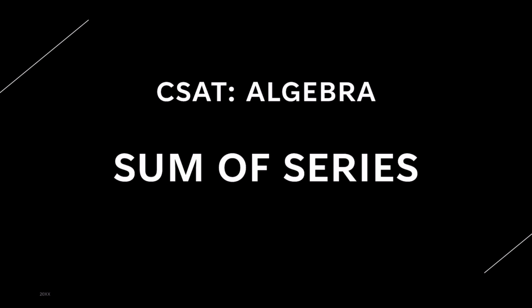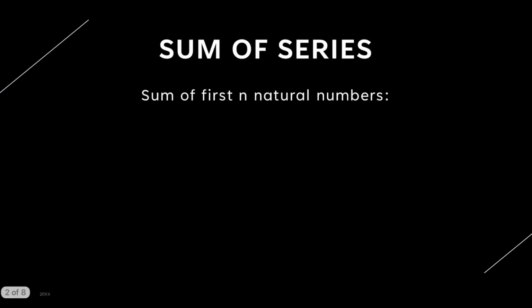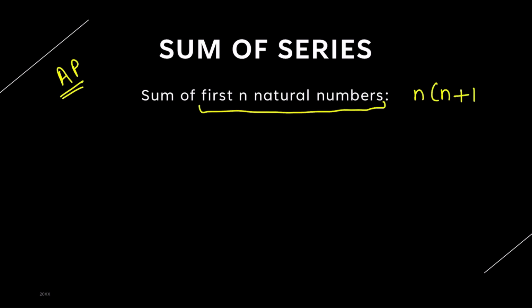So, what exactly is sum of the series? See, if you have seen the arithmetic progression video, do you remember that we have found a formula to calculate the sum of first n natural numbers? And what did we see here? That we were able to find that the sum of first n natural numbers is n(n+1)/2.